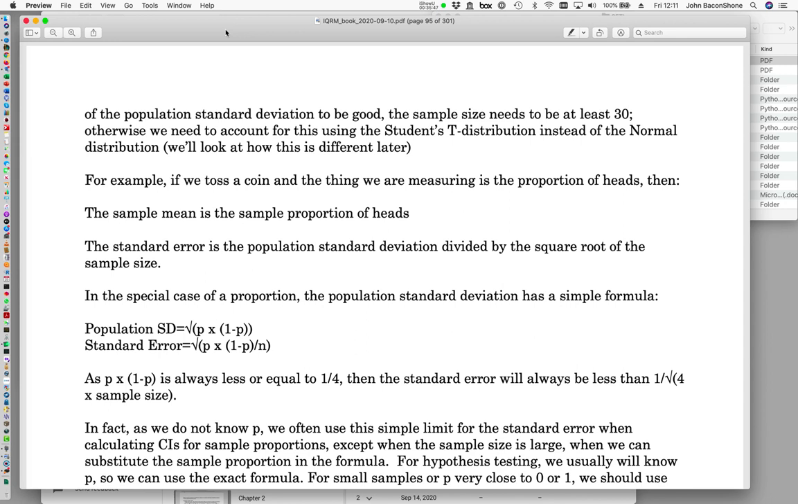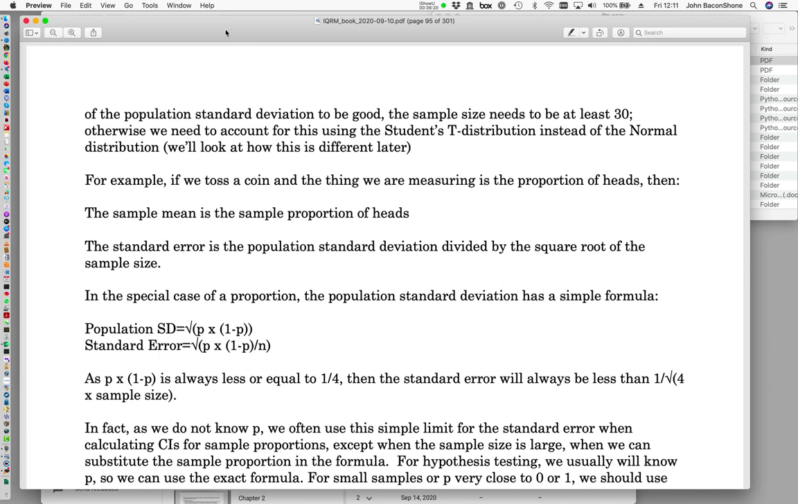And in fact, that gives us an upper bound on the standard error, because if you look at p times 1 minus p, its maximum possible value is a quarter. So the standard error will never exceed 1 over the square root of 4 times the sample size. So for the special case of dealing with proportions, we have a limit on the standard error.